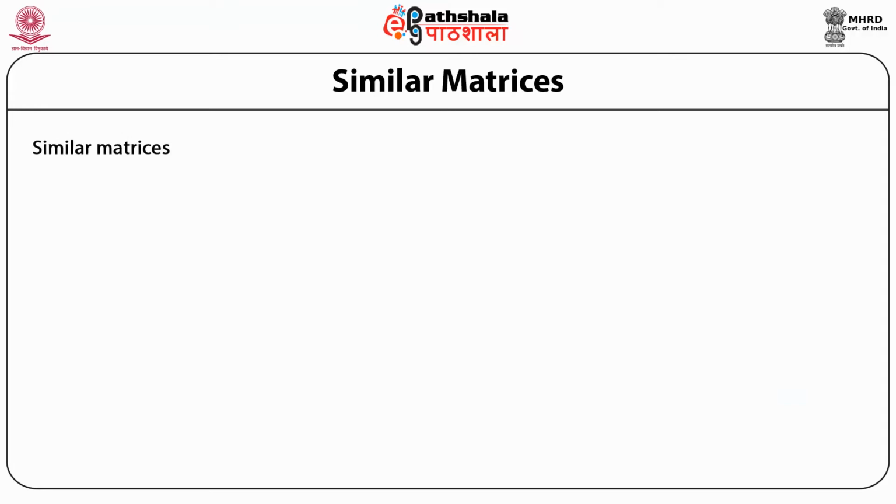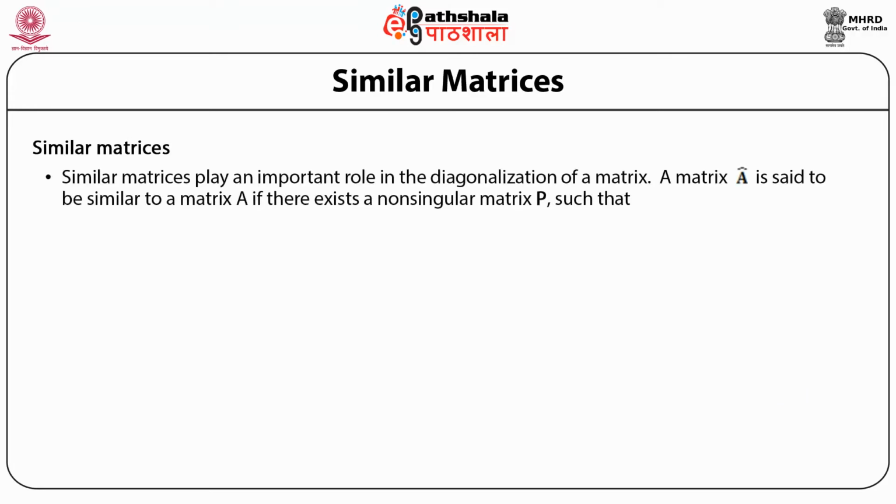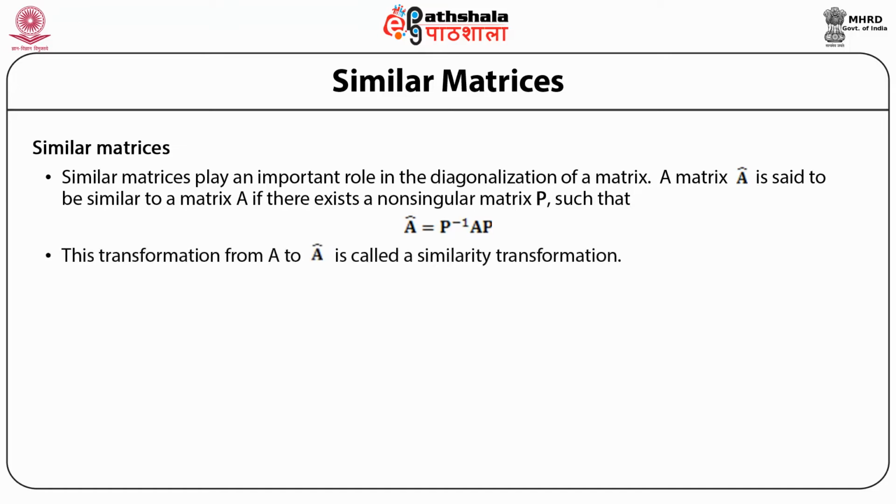Now, similar matrices. Similar matrices play an important role in the diagonalization of a matrix. A matrix A hat is said to be similar to a matrix A if there exists a non-singular matrix P such that A hat is equal to P inverse into matrix A into P. This transformation from A to A hat is called a similarity transformation. Every non-singular matrix P will effect a similarity transformation.